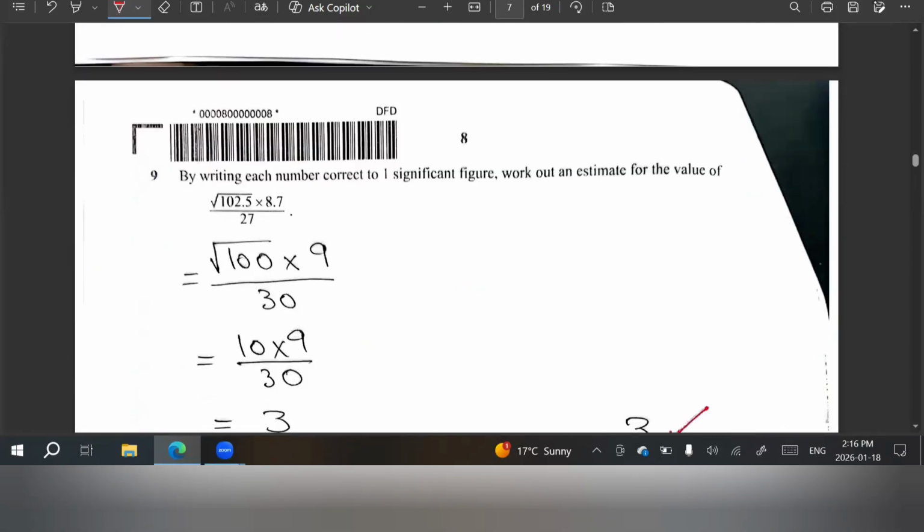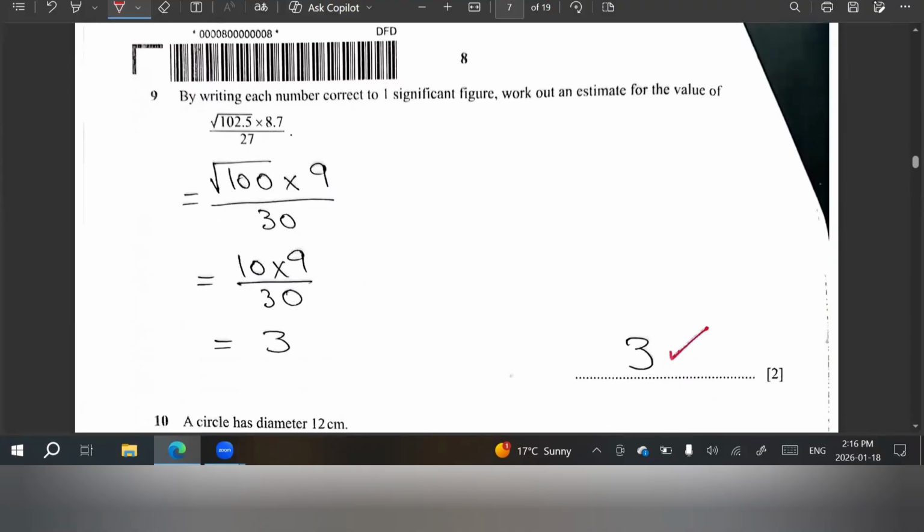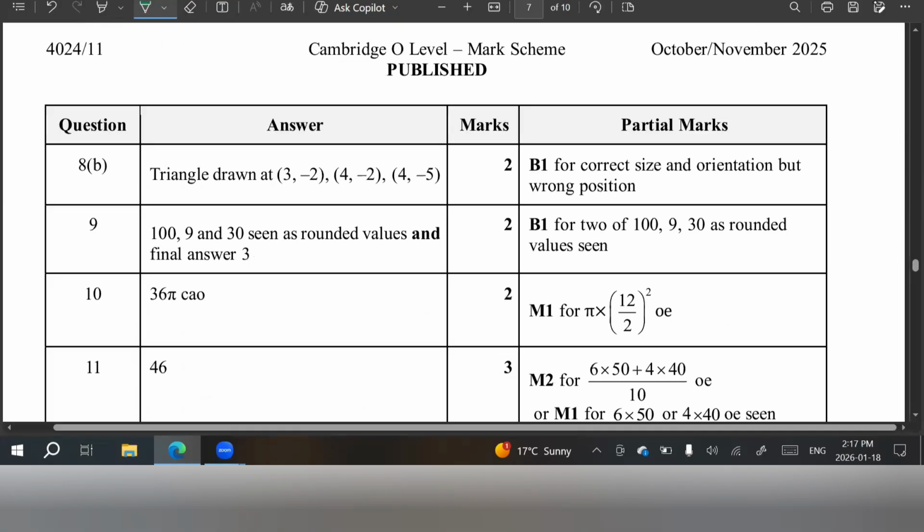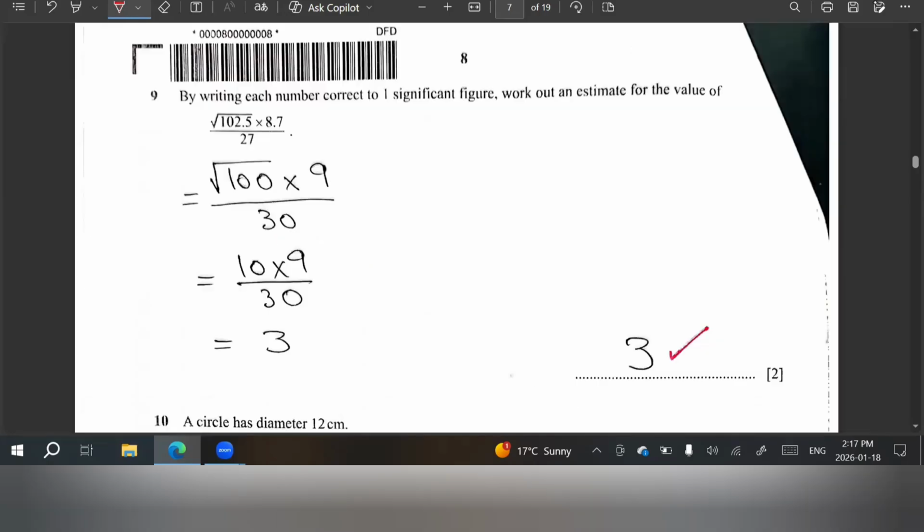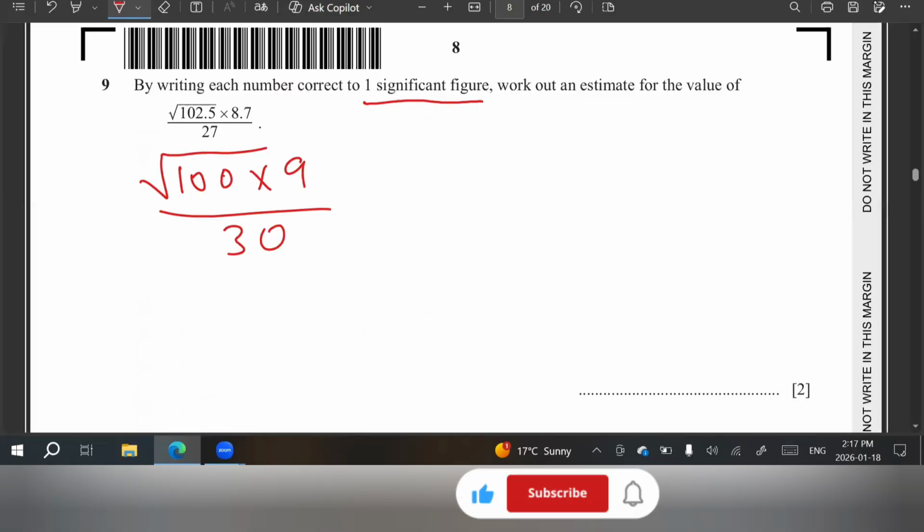I have done this on the paper, and this is how this is done, sir. Question number 9: square root of 100 multiplied by 9 divided by 30. So it's 10 multiplied by 9 divided by 30. That is equal to 3. So let's check the answer, sir. Question number 9, I think that 3 is the right answer, sir. So this is how it is done.